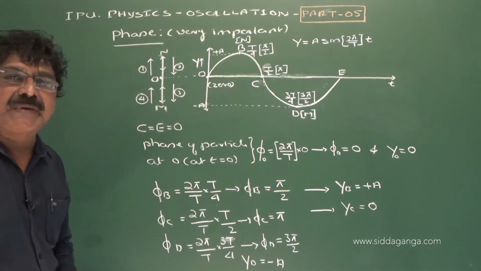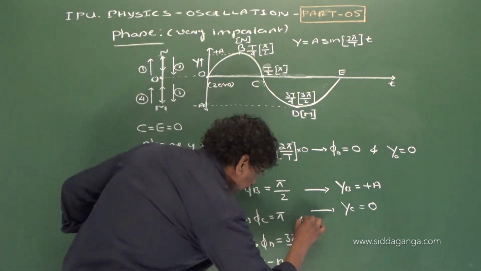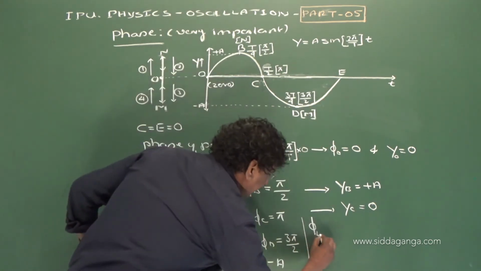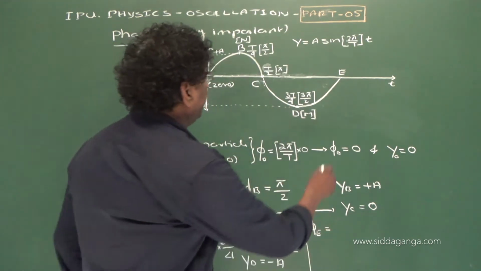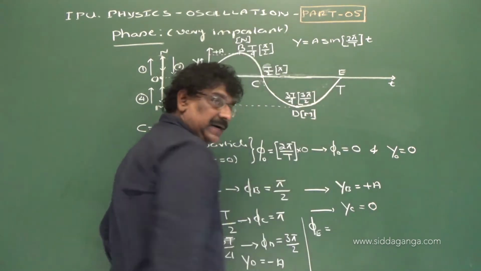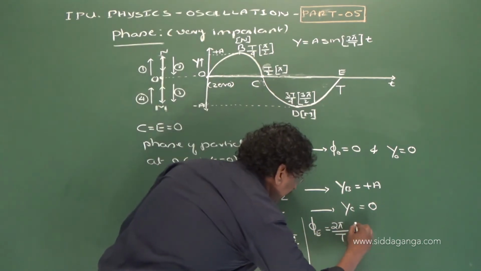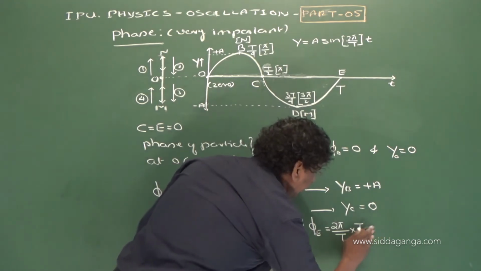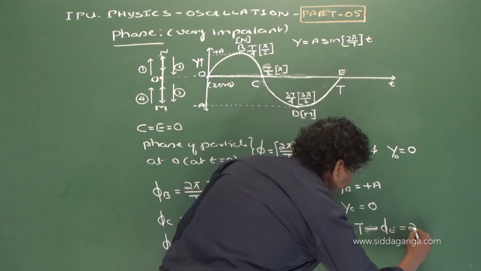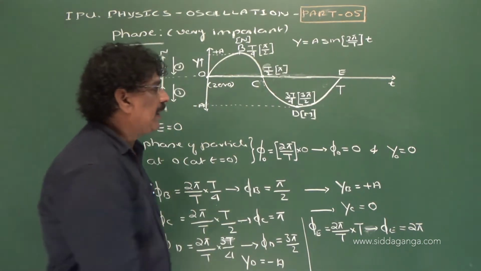That is the maximum displacement in negative direction, right. Now similarly, the phase of the particle at E. Now here the time taken is T at that point. So 2 pi by T into T, that implies phase at E is equal to 2 pi. The phase at E is equal to 2 pi, right?